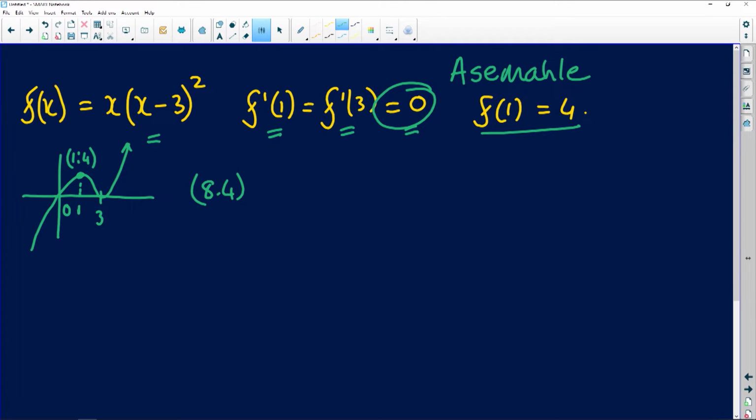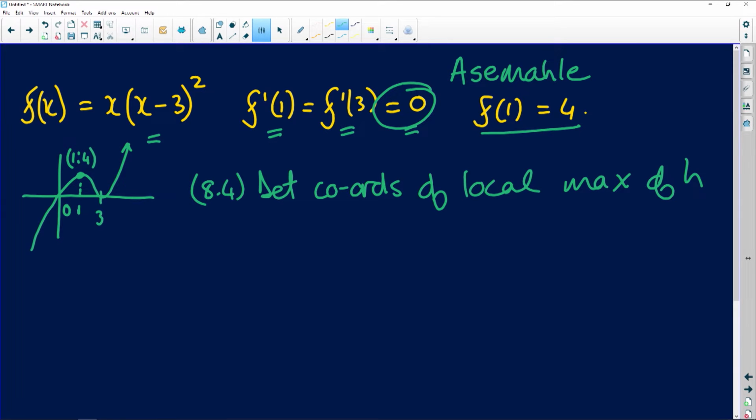I want to go straight into question 8.4 here. This is a beaut. They say the following. Determine the coordinates of the local maximum turning point of h, or stationary point of h, if h of x is obtained by taking f of x minus 2 plus 3. Okay, and it's a 2-mark question, so it shouldn't take a lot of work to answer this particular question.